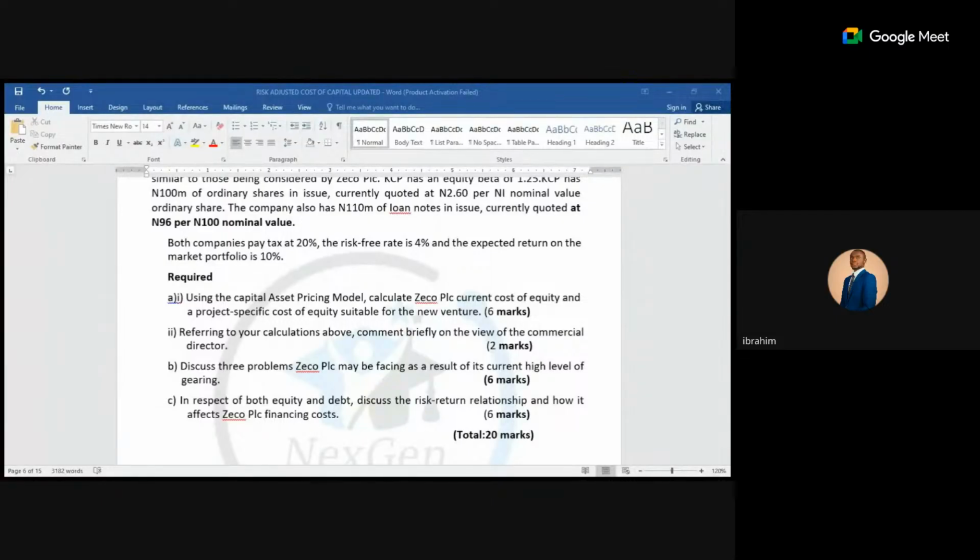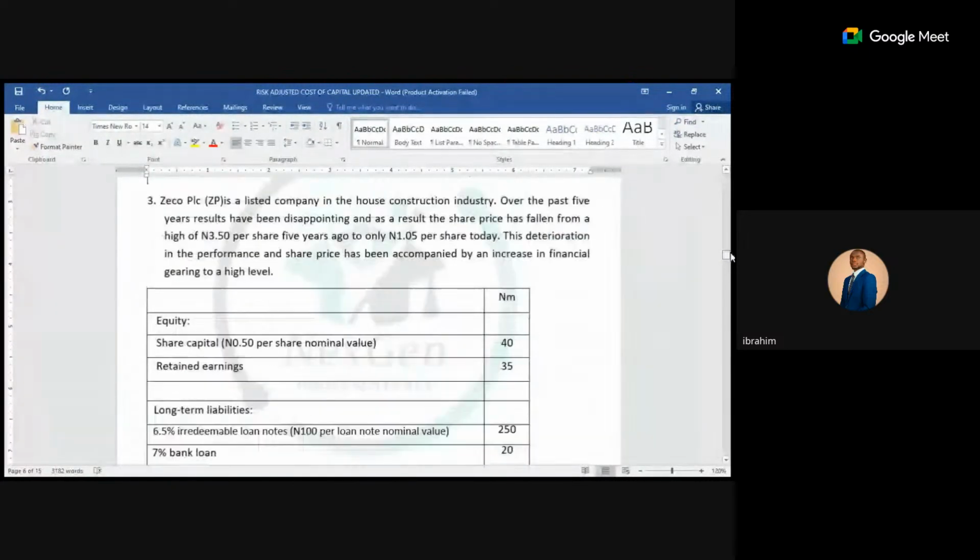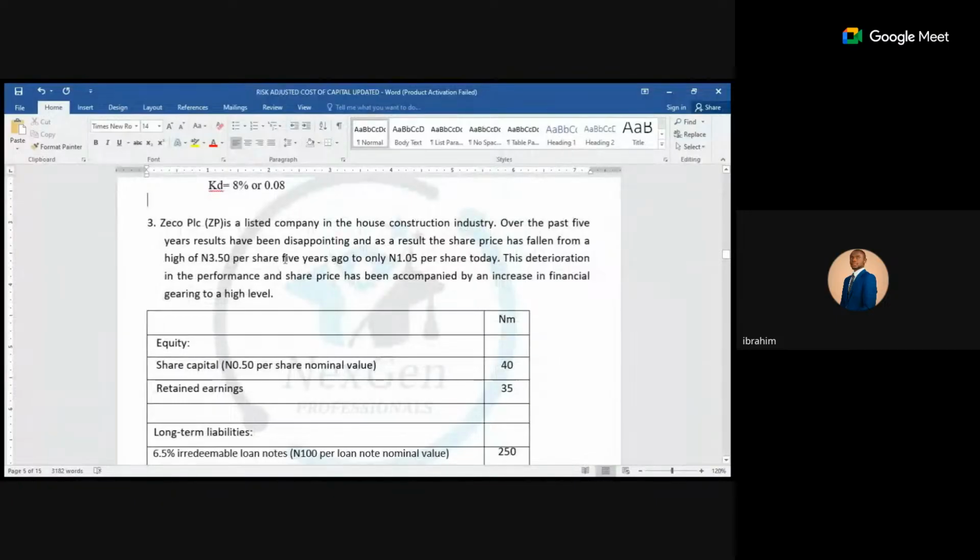Now, okay, the main question. Zeco PLC is a listed company in the house construction industry. Over the past 5 years, results have been disappointing, and as a result, the share price has fallen from a high of 3 naira 50 kobo per share 5 years ago to only 1 naira 5 kobo per share today.